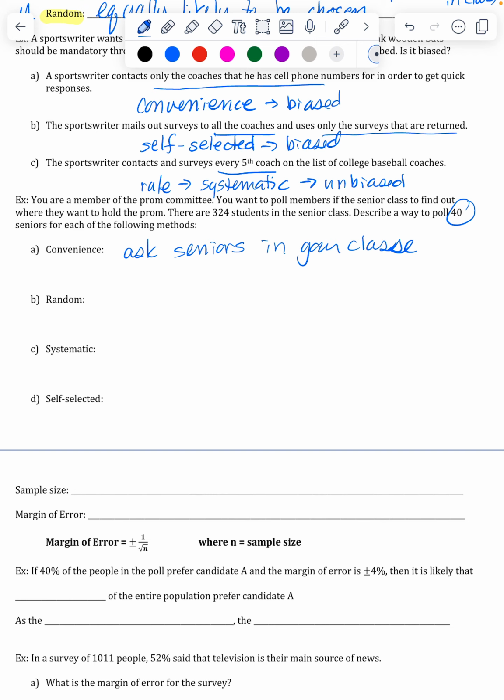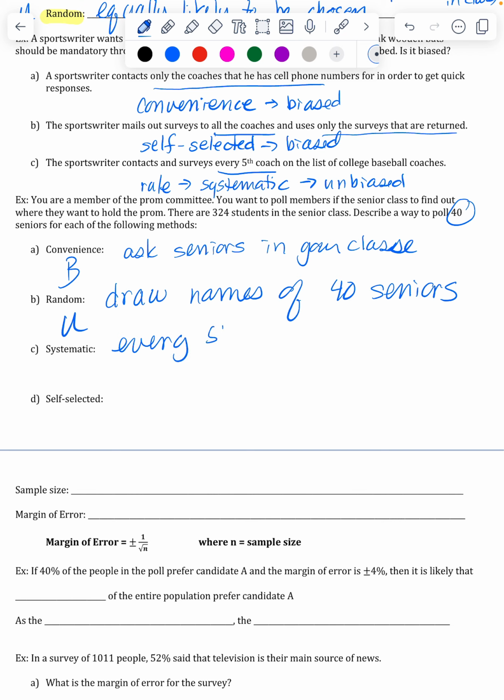Random, I guess you would just have to draw names of 40 seniors, perhaps, off of a list of our seniors. That is going to be unbiased. That's the best way you can do it, is random. It's just hard to find perfectly random ways. Systematic, you could do a rule. So you could do like every fifth person, in alphabetical order, until you have enough. And then that would be relatively unbiased because it's not going to contain the same types of people necessarily.